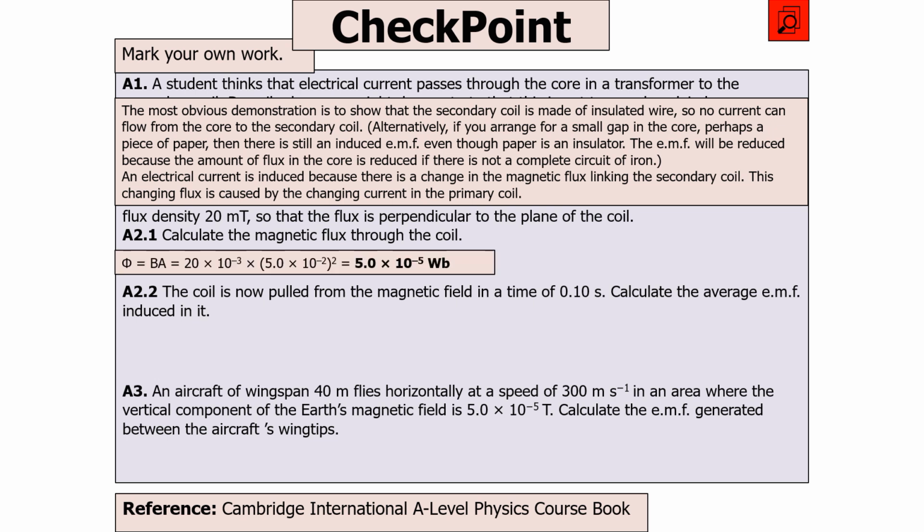Now this next question, flux is going to equal BA. Pop in your values. Remember, we turn centimeters into meters. We go milliteslas into teslas. So we get 5.0 times 10 to the minus 5 Webers.